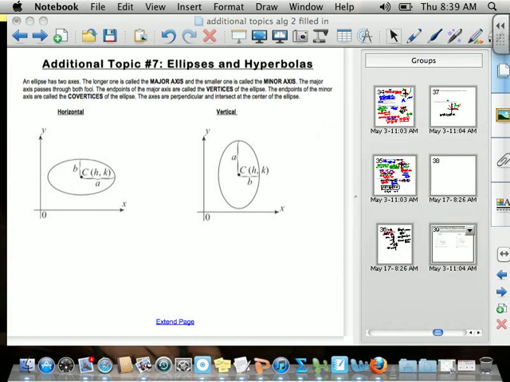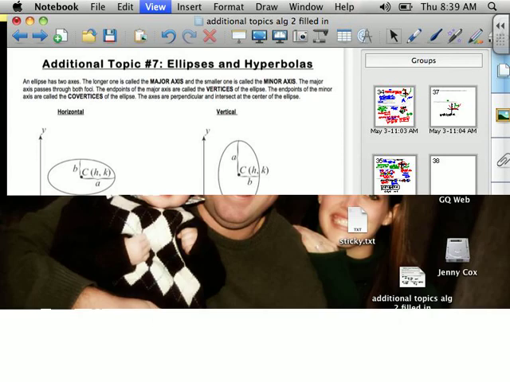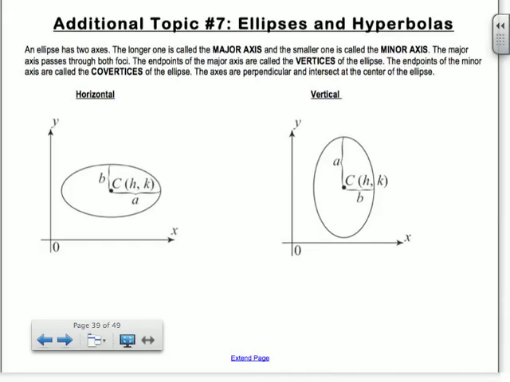All right, so additional topic number 7 is on ellipses and hyperbolas. You can call it ellipses, that's also a correct pronunciation, and hyperbolas. All right, so like I said, we're going to kind of skip around. The main thing I want you guys to know about an ellipse and a hyperbola is how to graph them.